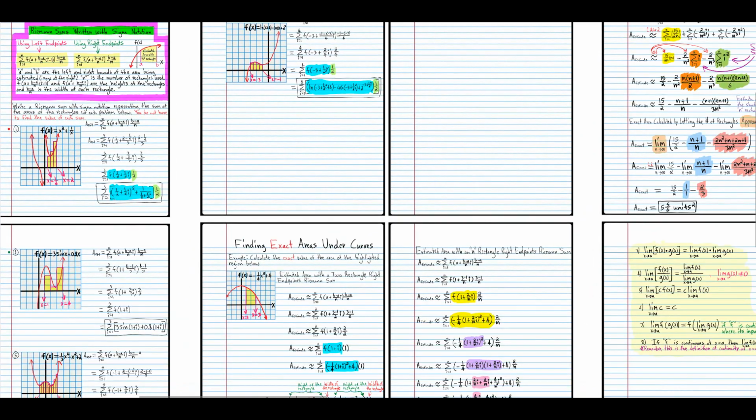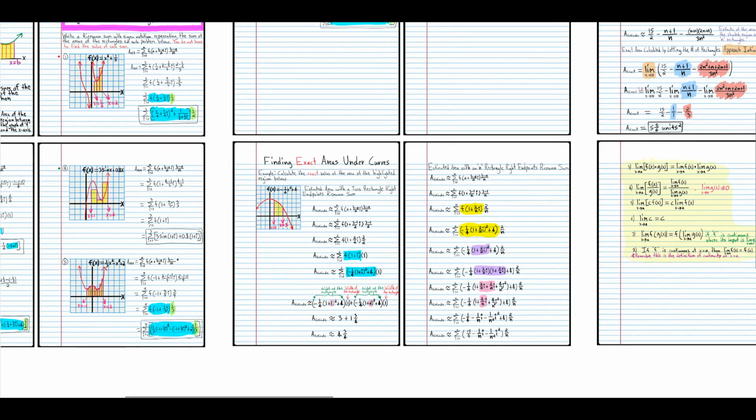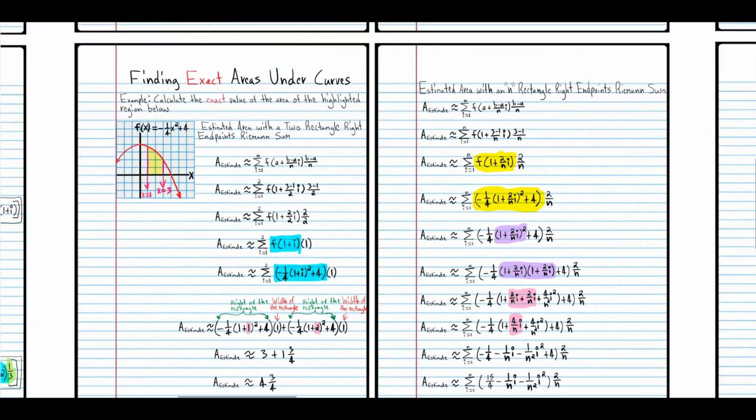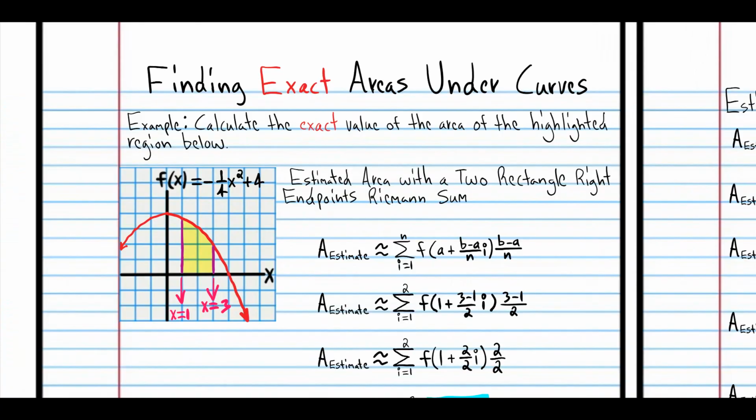Okay, so that was just a little bit more practice converting or writing Riemann sums using sigma notation. So now we're going to find the exact area under a curve.